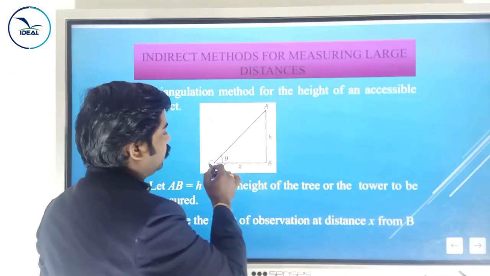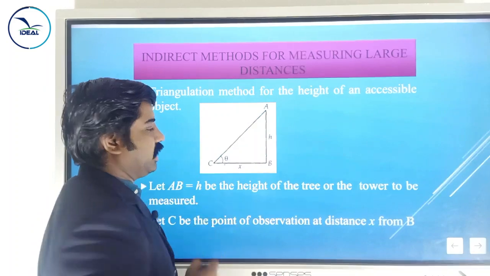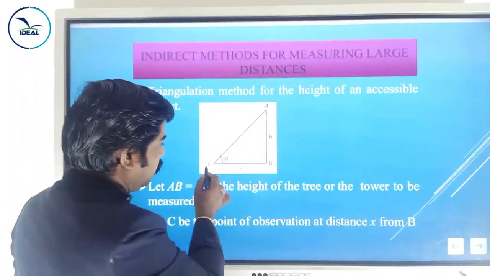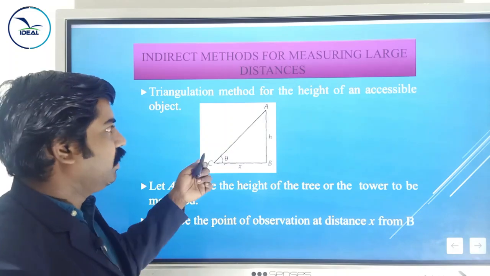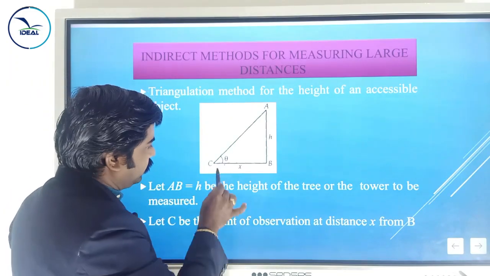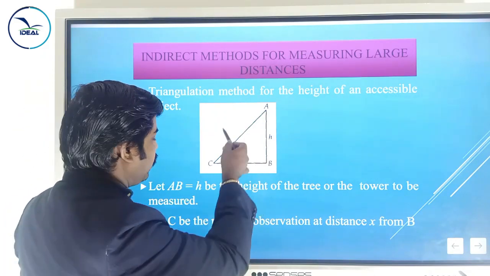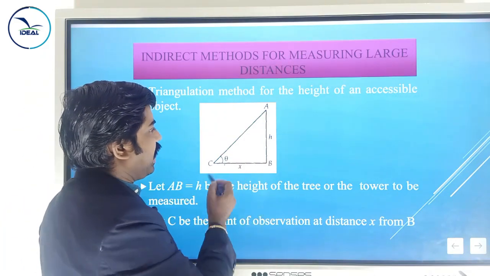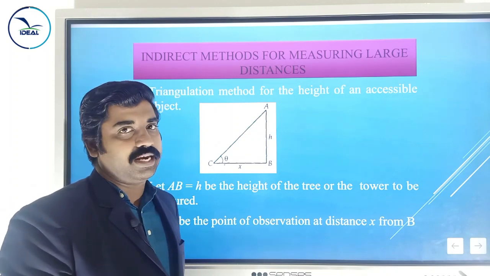If ABC makes a triangle, and AB is equal to h and CB is equal to x. Likewise, there is an angle theta. Then from this triangle we can make the tan theta. You have an idea about tan, sine, like that.